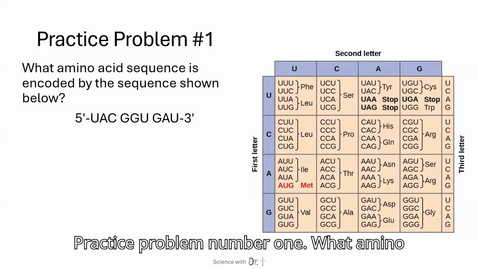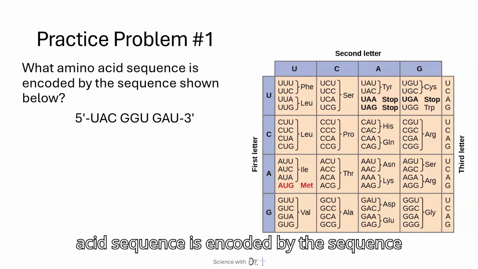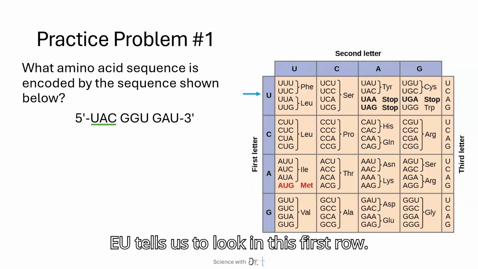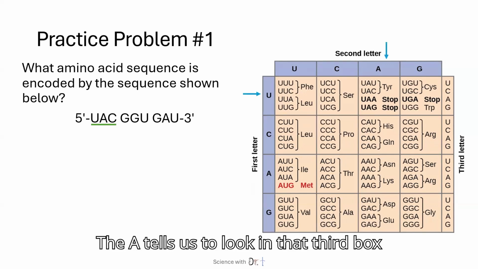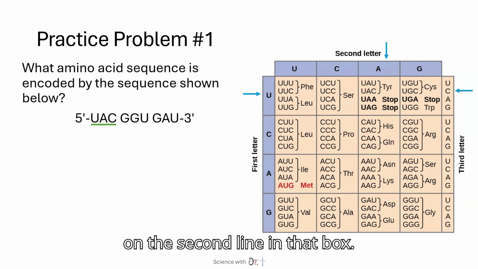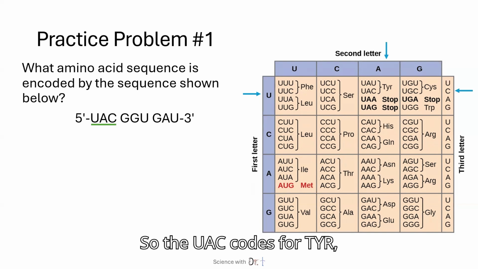Practice problem number 1. What amino acid sequence is encoded by the sequence shown below? 5' UAC, GGU, GAU, 3'. Okay, so our first codon is UAC. If we look at our codon chart, the U tells us to look in this first row, the A tells us to look in that third box in that row, and the C tells us to look on the second line in that box. So the UAC codes for TYR, which is tyrosine.